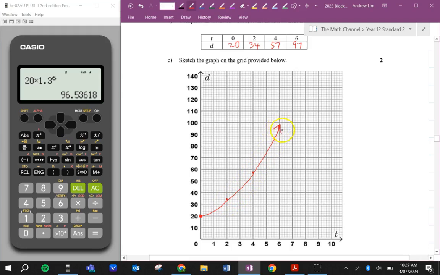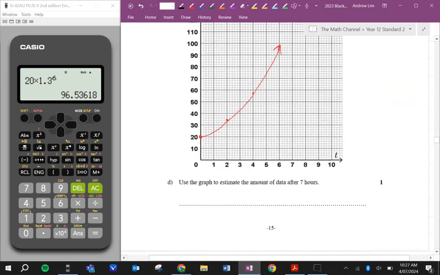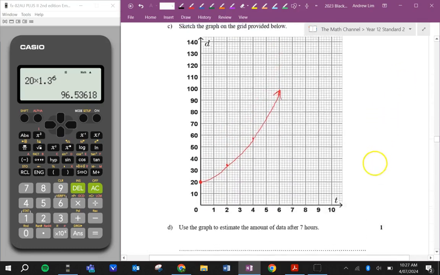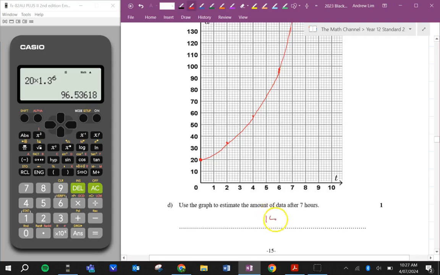Alright, let's just put arrows. Use the graph to estimate the amount of data after 7 hours. So after 7 hours, maybe we should continue. Okay, it looks like after 7 hours, it might be 140. So I'm using the graph, 140.